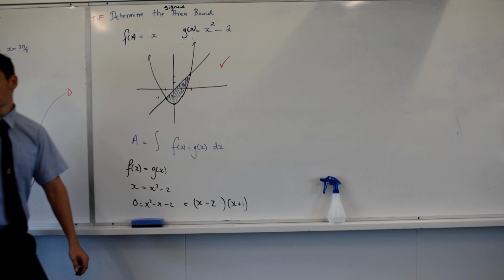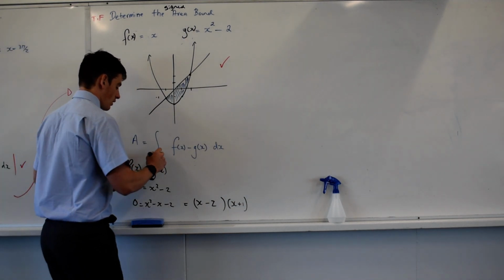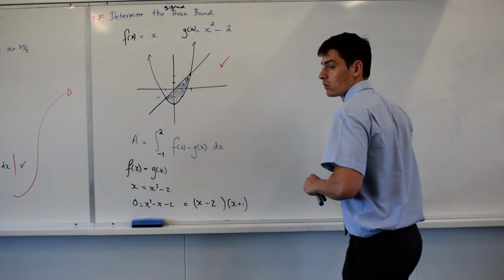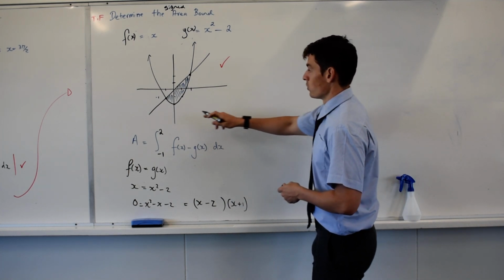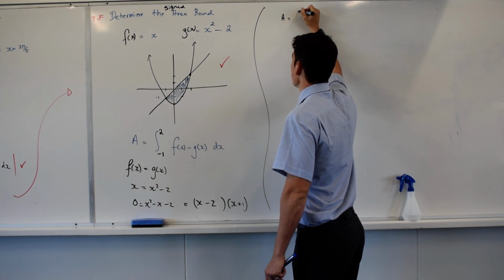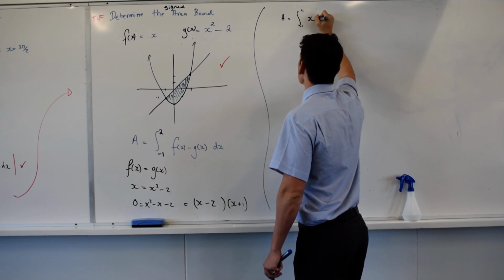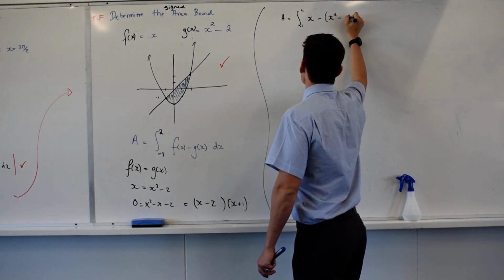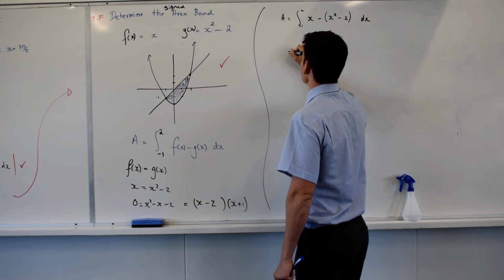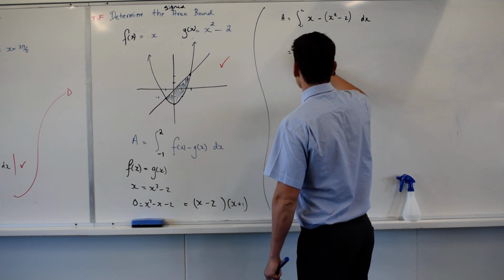What does that tell us? The bounds of our function are between -1 and +2. Cool? Which we can also see from our graph. So the area equals the integral from -1 to 2 of (x minus x squared minus 2) dx, which equals, well, I don't do it that way, square brackets.